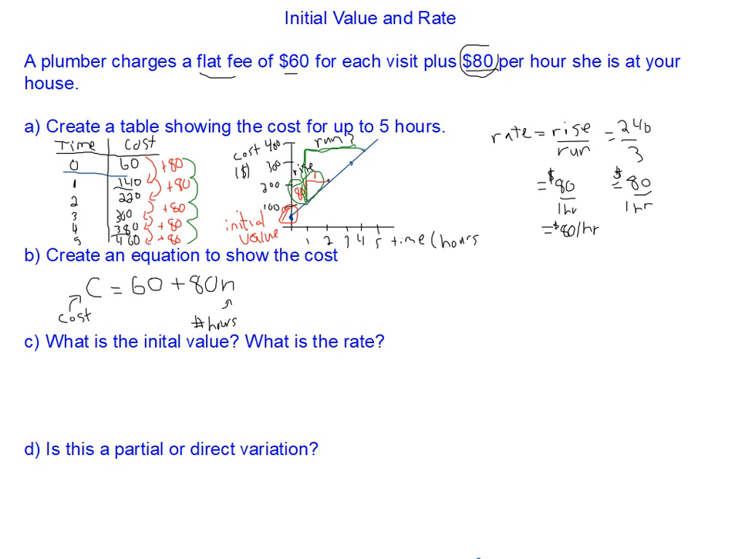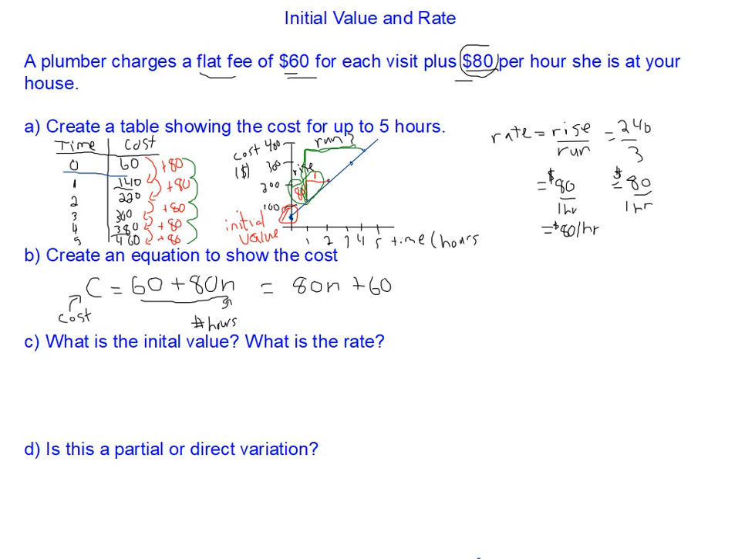So if we want the plumber for 10 hours, we'll do 80 times 10, which is 800, plus the $60. Now I've written it like this with the 60 and then the 80n because it made sense from the original question. We often see this written also like this, and I know some of you did this in class when we were doing some of the patterns. Wrote it as 80 times n plus that $60. So either way is fine.